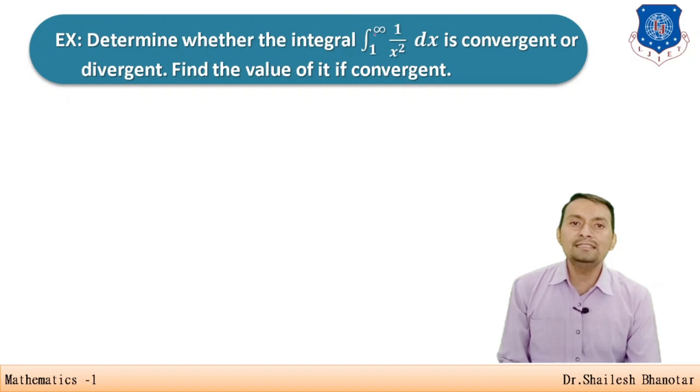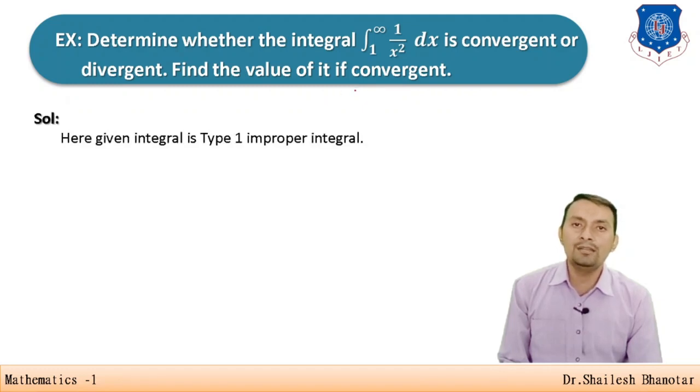Let us consider another question. Determine whether the integral from 1 to infinity of 1 divided by x square dx is convergent or divergent. Find its value if it is convergent. That means we first need to consider which kind of improper integral the given integral is. We can say this is the first kind because the upper limit is infinity. So we have to first evaluate.